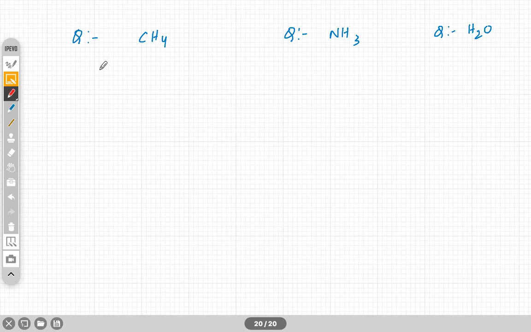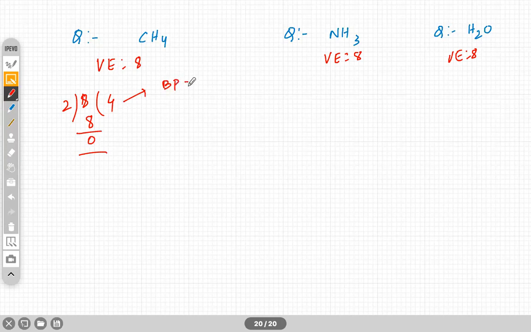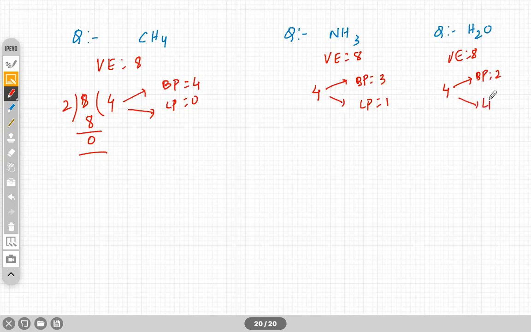So all the molecules you see, the valence electron is 8. So we divide it by 2. So this 8 divided by 2, we are getting 4 here and no remainder. So in this we have 4 outer atoms. So number of bond pair 4, lone pair 0. Here we have only 3 outer atoms. Out of 4, the number of bond pair is 3 and lone pair is 1. 3 plus 1, 4. Here outer atom is only 2. So number of bond pair is 2 and lone pair is 2.